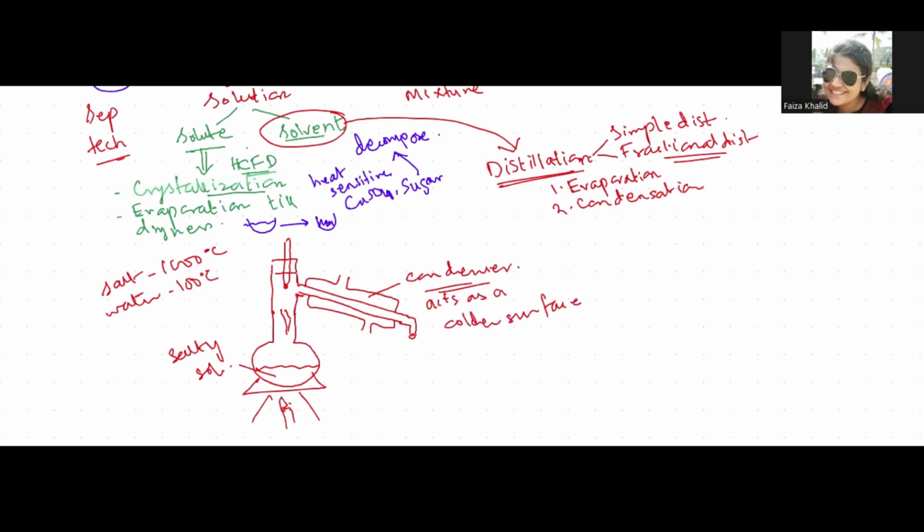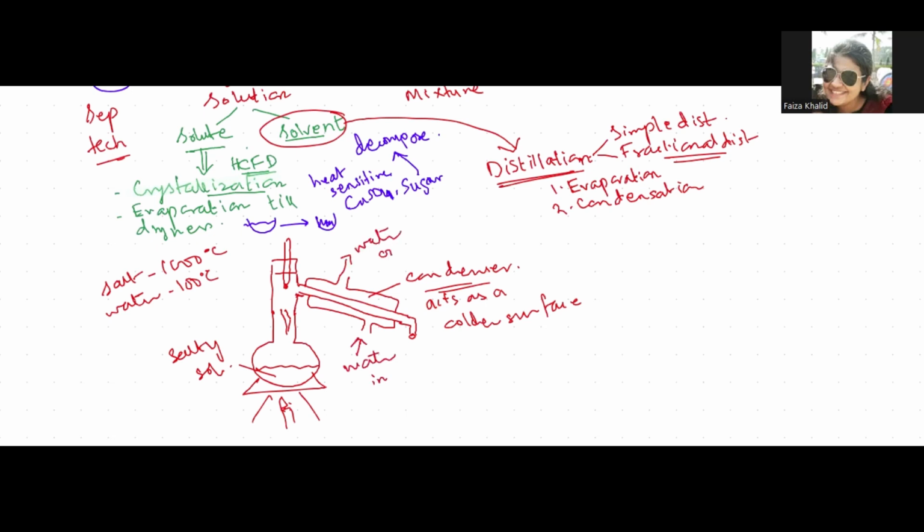Intermolecular spaces. Remember, intermolecular spaces would reduce and the gas would become liquid. Simple. Okay, the gas will become liquid. Now, another very tricky question is from which end water would get in and from which end water would get out. So you have to remember water would get in from here, and water would get out from here.